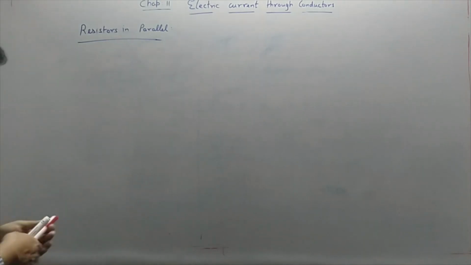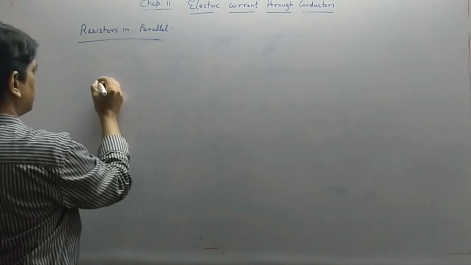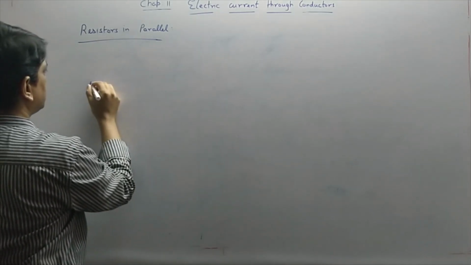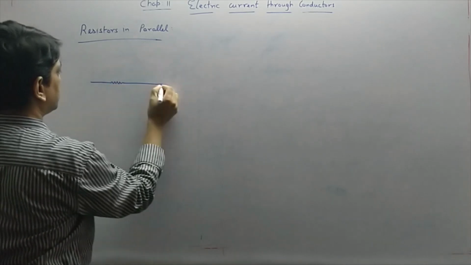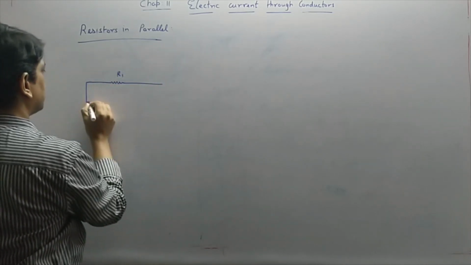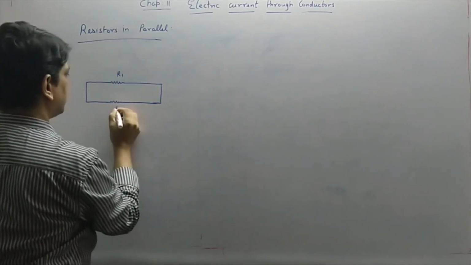Okay. Now, what are basically resistors in parallel? In the same diagram, suppose I am having one resistance. The value of this resistance is R1, and it is connected to another resistor, R2.